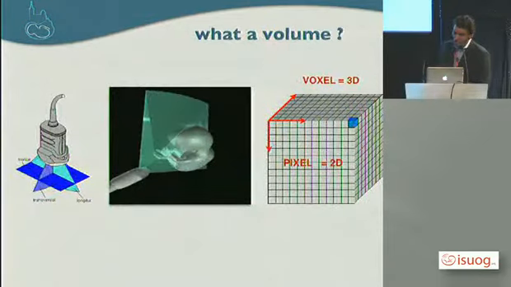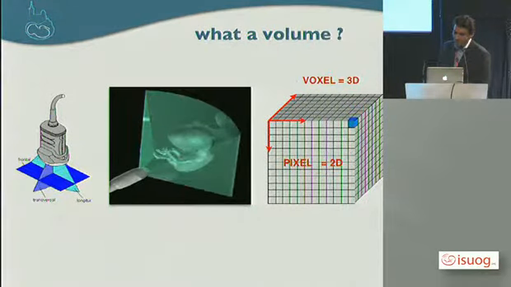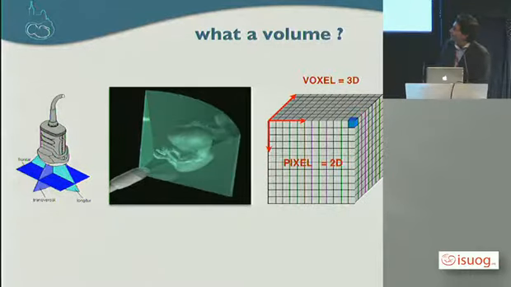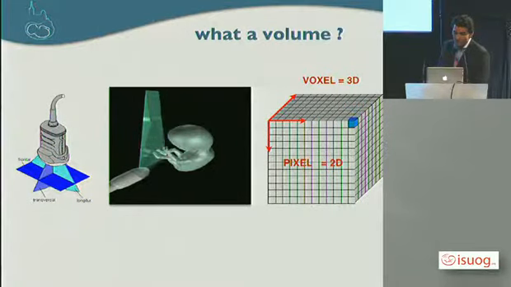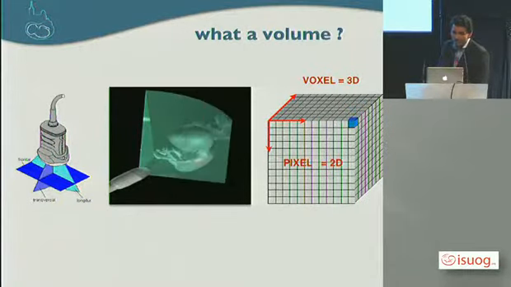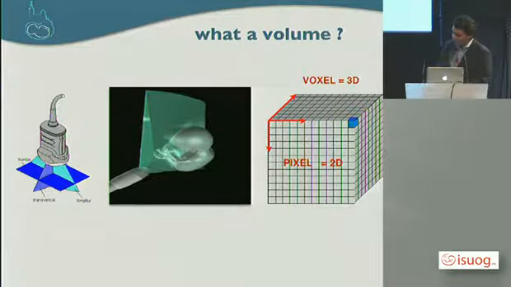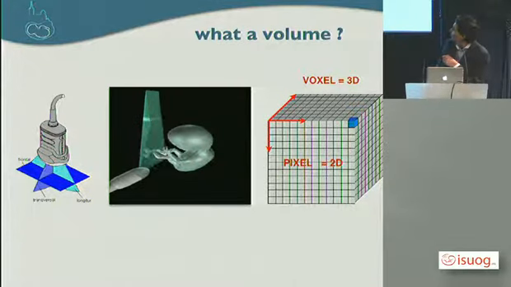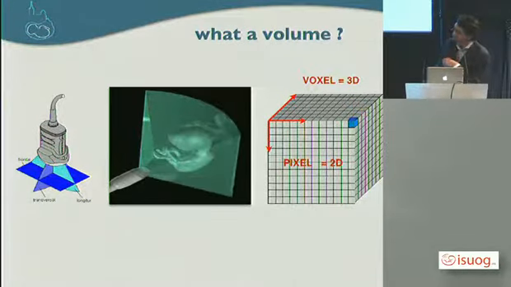Just before talking about this topic, we have to define what a volume is. A volume, by definition, can simply be considered as an addition of an infinite number of 2D planes, whatever their spatial organization. Here we can see on this slide the fetus as a volume acquisition of the whole body, and here the representation of this volume.